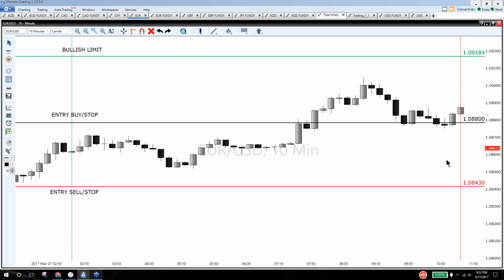Any questions on this, the base London breakout? Any questions on this?